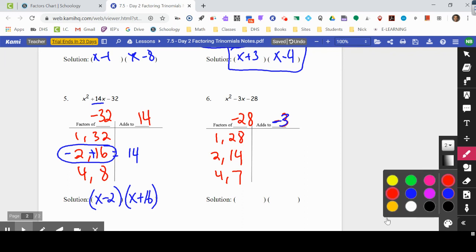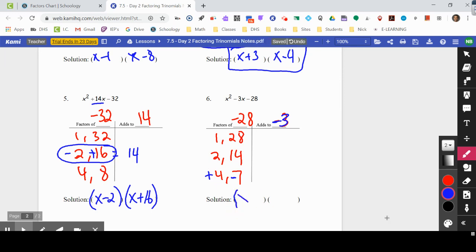That means I'm going to have one of each sign, right? And I've got to get to a negative 3. Well, with these first two pairs, there's no way I can get to a negative 3, right? So I'm looking at my last pair here with my 4 and my 7, all right? And if I want them to add to a negative, that means my bigger number has to be the negative, and my smaller number has to be the positive. So now my solution is going to be x plus 4 times x minus 7.